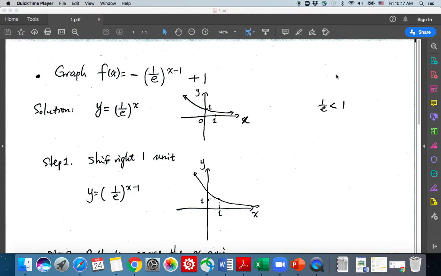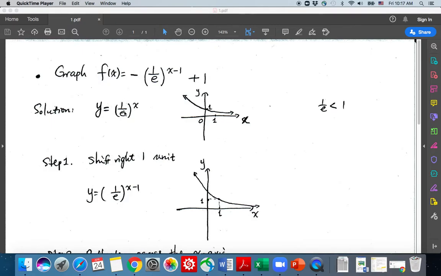Today I want to show you how to sketch the graph of exponential functions using transformations. We start with identifying the parent function. In this case, it appears to be y equals 1 over e to the power x. So the base is 1 over e.